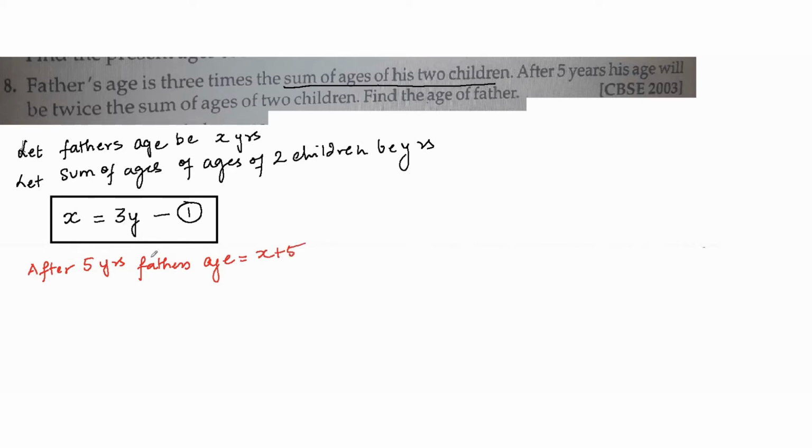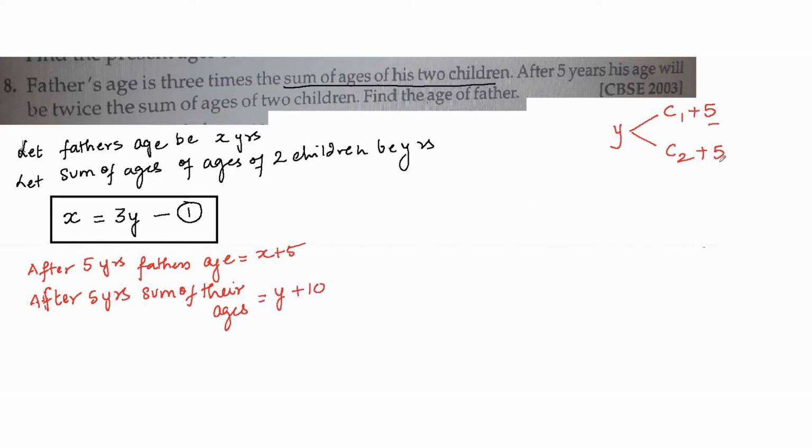And let's see what happens to the sum of ages of the 2 children. So y is the sum of their ages. So assume that there is a child 1 and child 2. Now currently C1 plus C2 is equal to y. 5 years later, the first child's age increases by 5 and so does the age of the second child. Therefore, the sum of their ages will increase by 10 years because each child's age increases by 5 years. So after 5 years, the sum of their ages will be y plus 10, right? Adding 5 and 5 you get 10.